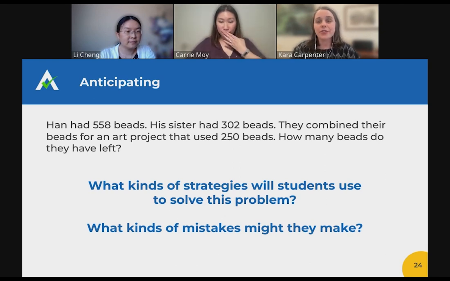His sister had 302 beads. They combined their beads for an art project that used 250 beads. How many beads do they have left?